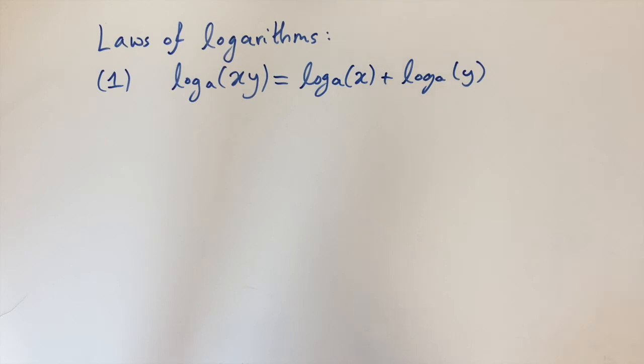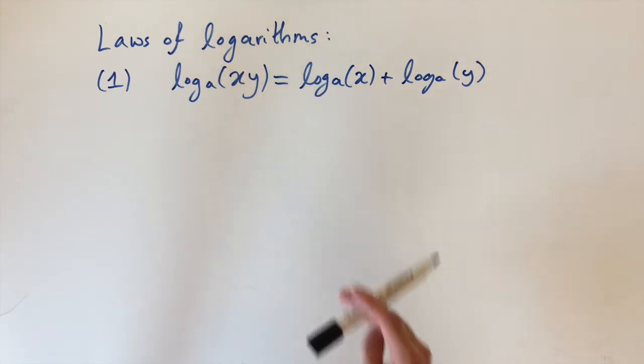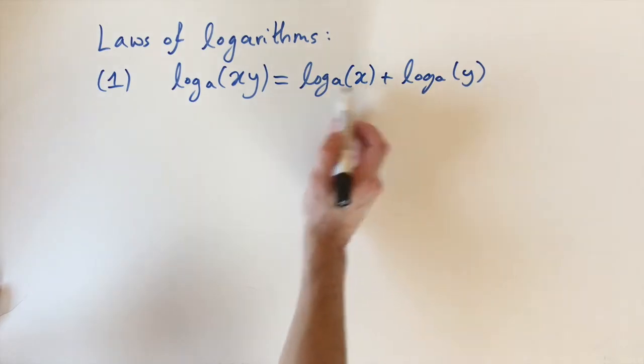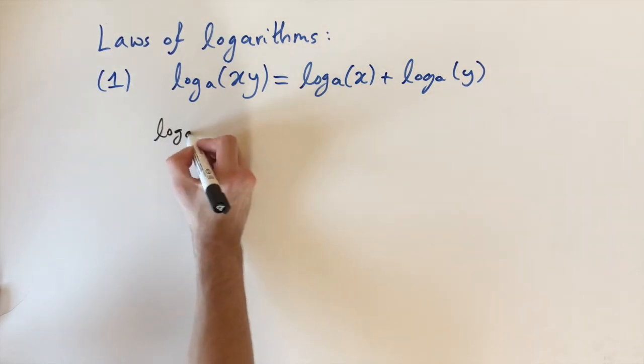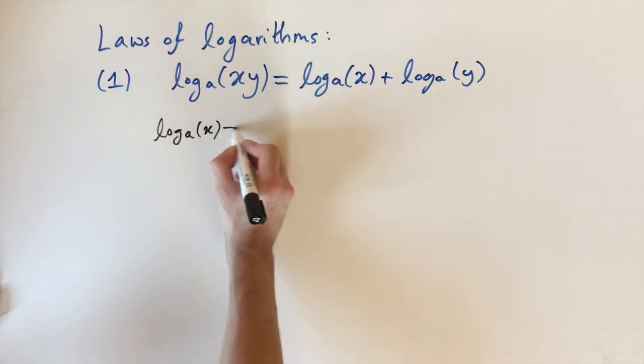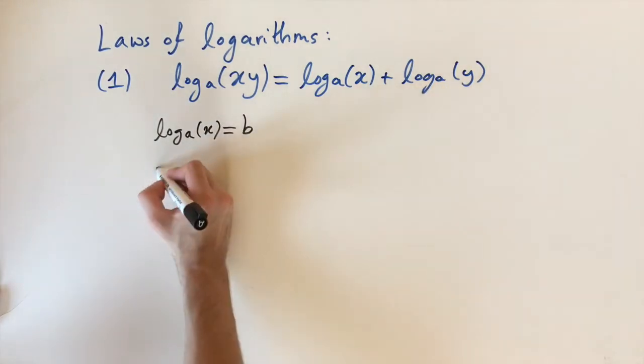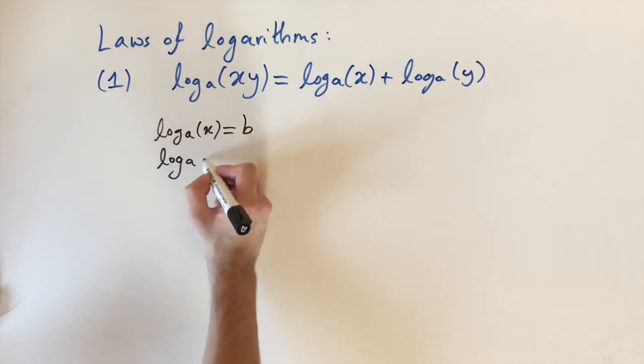And now the way we're going to show this is true is by deducing it from the laws of indices. So the laws of indices tell us how to manipulate exponentials, but we know that logarithms are just the inverse of exponentials, so we can just deduce it from that. Now the way I'm going to do that is I'm going to let this, log to base a of x, I'm going to call this b, so I'm just going to label it a new variable.